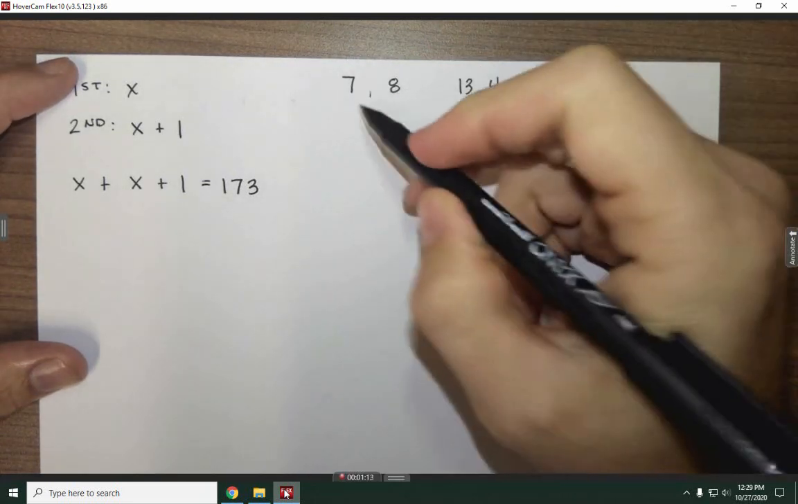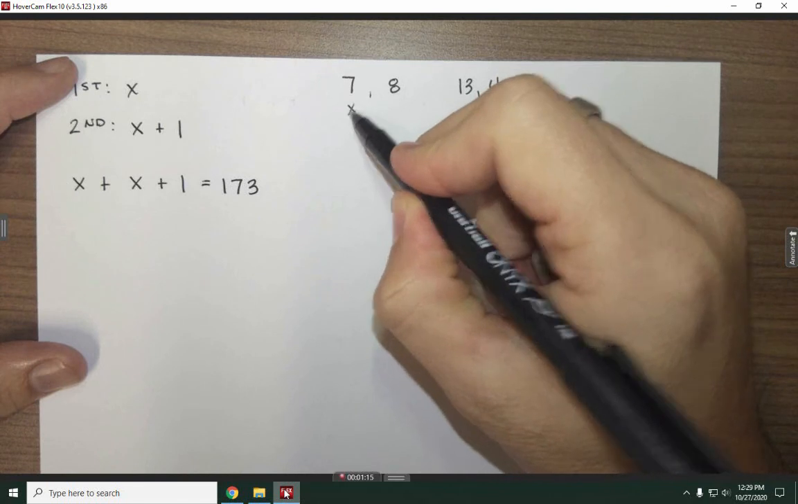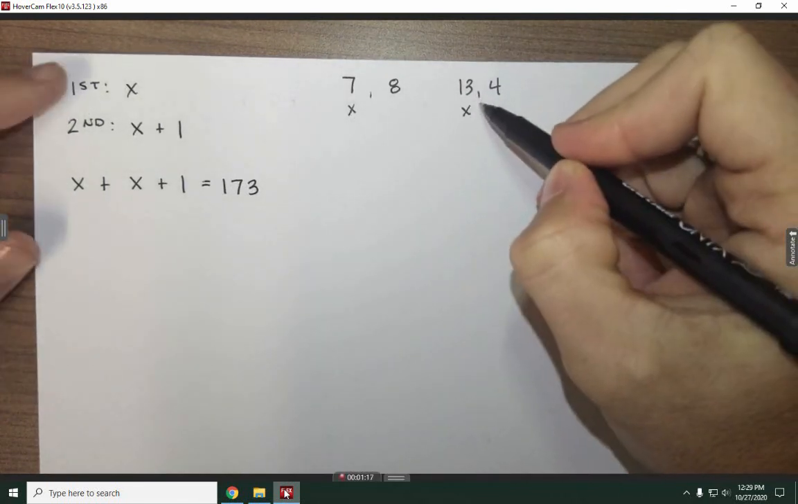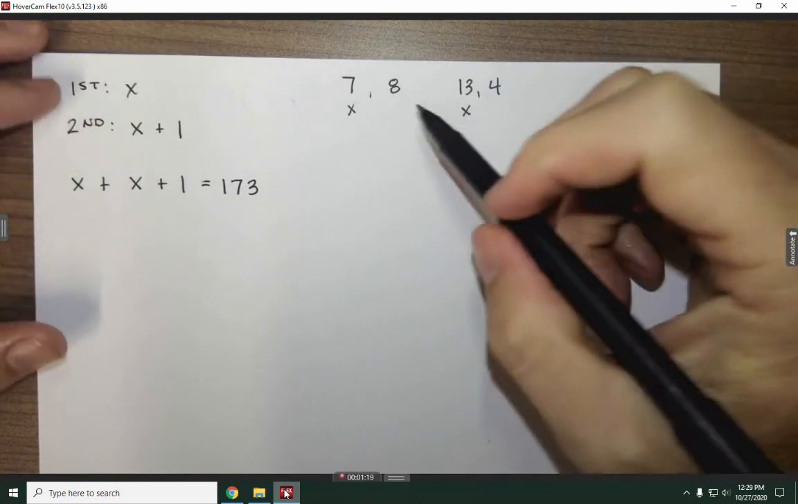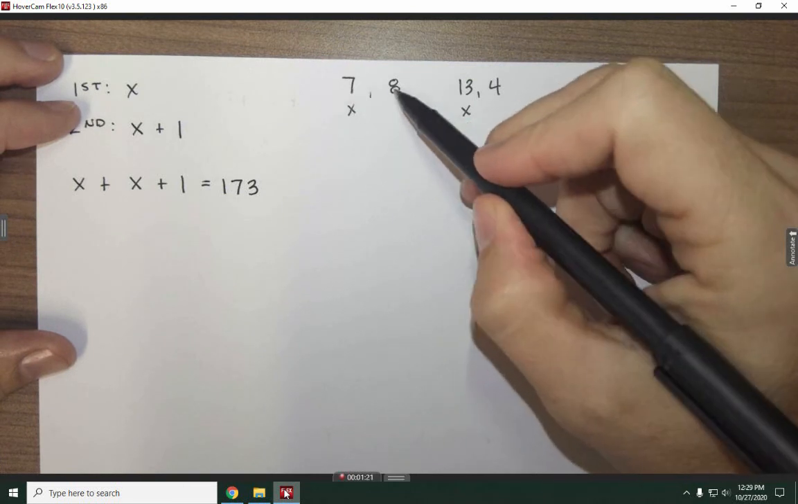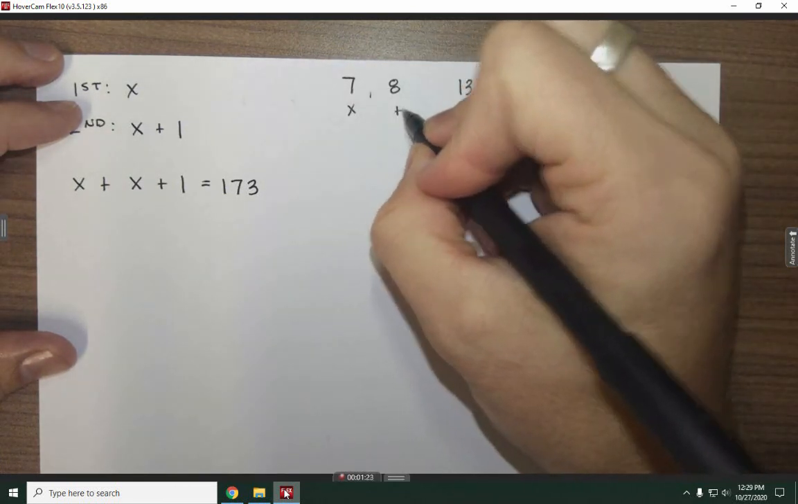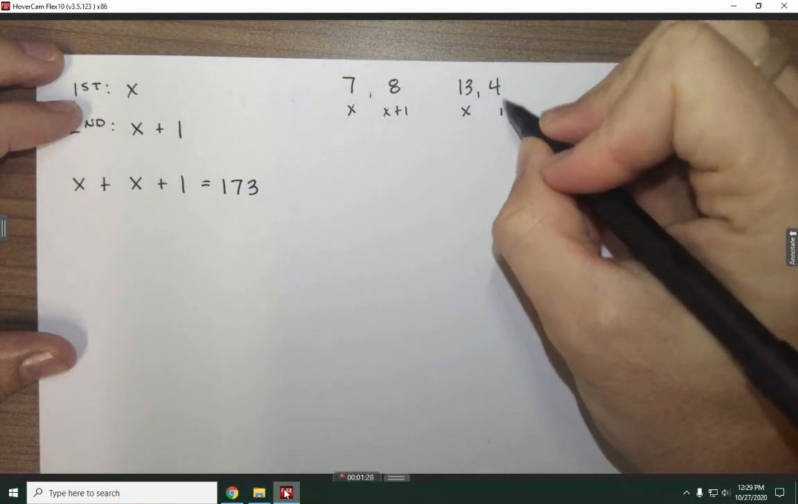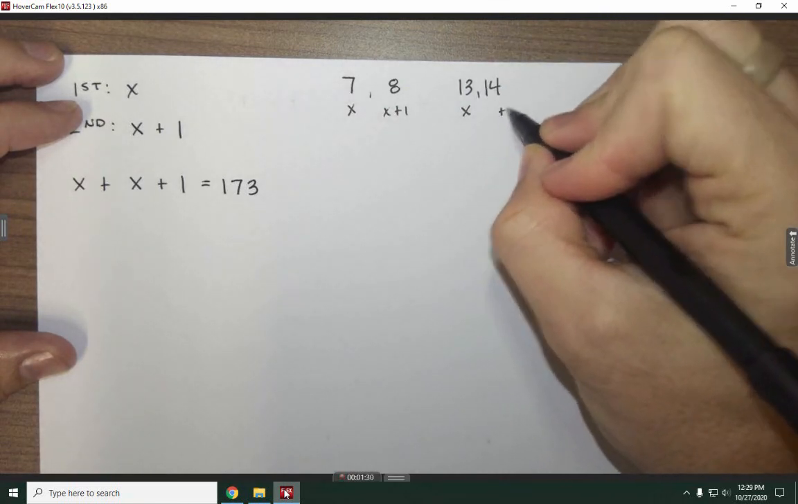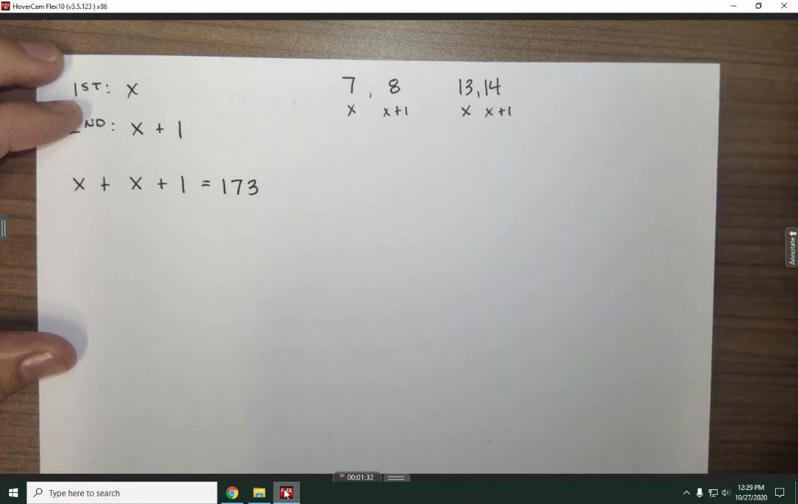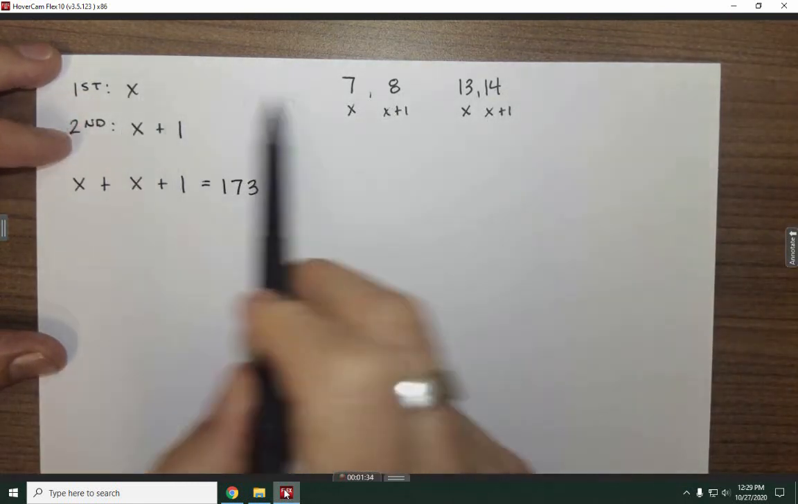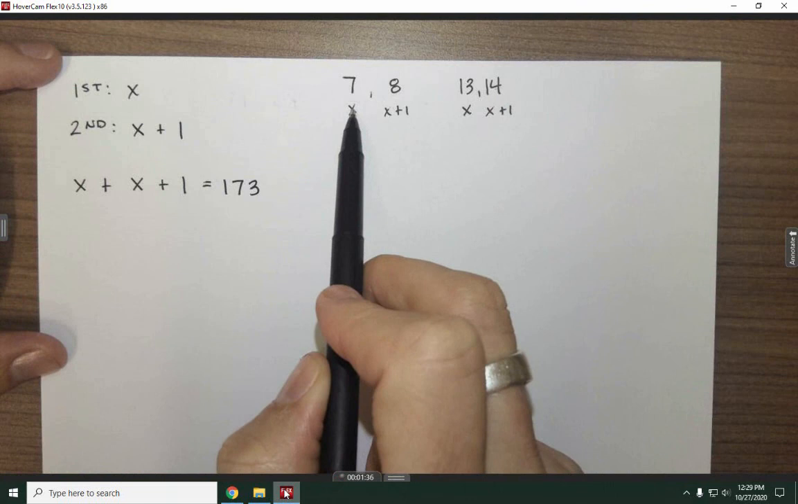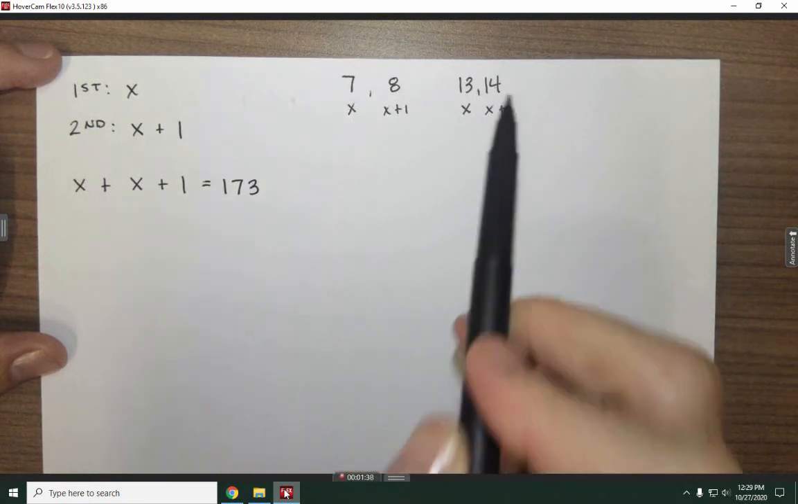Notice what happens here. If this is our first one, which we don't know what it is, it's kind of a mystery number, but the relationship to get from this one to the next is we just add 1 to it. And with this one, this would be 13 and 14, so we'd add 1 to get to that one. So that's why our first one is x, and our other one is just that mystery number with 1 added to it.